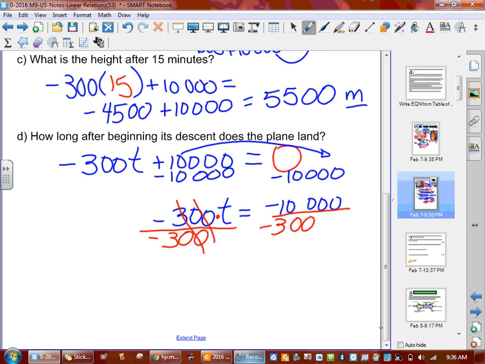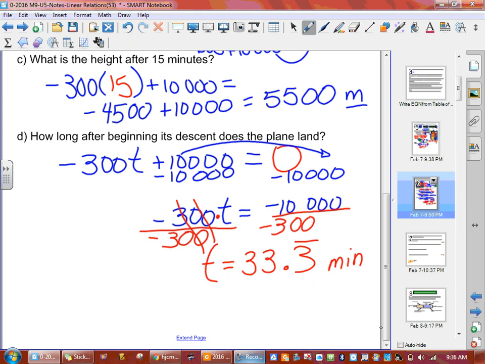33.3 repeated. And remember, this is in minutes. So in order to land on the ground, it's going to take 33 1/3 minutes. Okay, that's how long it takes for the plane to hit the ground. 33 1/3 minutes.